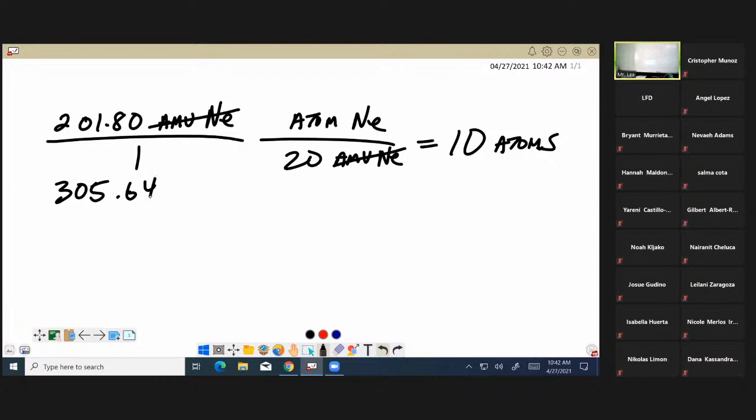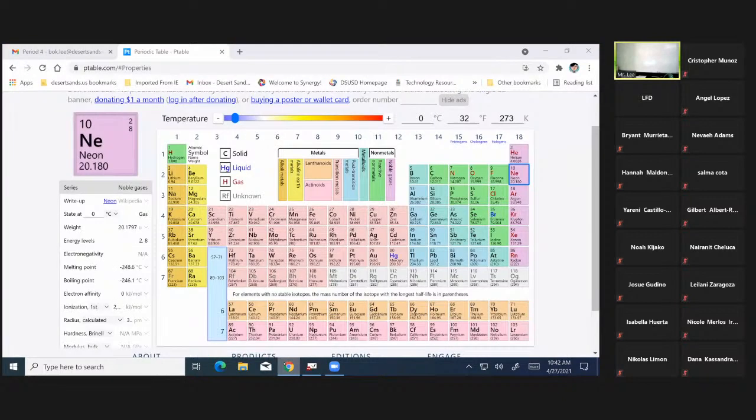The next one is you have 305.64 AMUs of vanadium. Right? Again, we got to go back to the periodic table. Look up where vanadium is. Vanadium is a metal, and it's not a rare earth, so it's there. There it is, right here, vanadium. Okay, and it's 51 AMUs. I round that up. 51 AMUs.